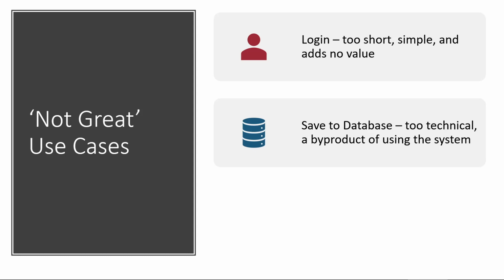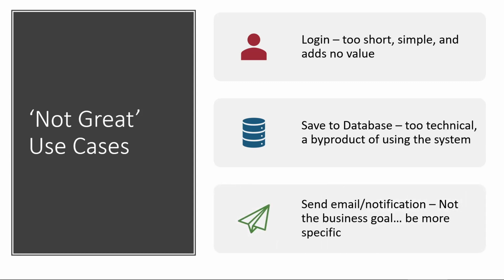And sometimes you can be equally too abstract. So something like sending an email or a notification, these are not business goals. You need to be more specific. You might notify a user that their account is past due. Well, that's a business goal. That's a business transaction. The user finds that valuable because they're going to have late penalties. The business finds it valuable because they want to be paid.